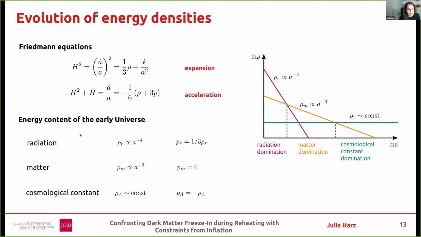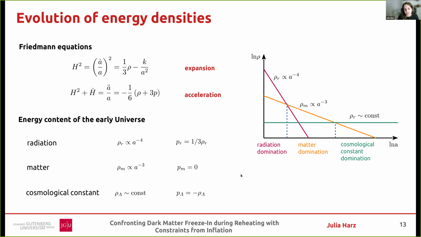And what can we distinguish? We can in principle distinguish three energy contents that we know in the early universe, namely the radiation, matter, and the cosmological constant. And here the energy densities scale differently with respect to the scale factor. So here the radiation goes with a to the minus 4. At some point, the matter domination kicks in, and later on, the cosmological constant kicks in, and also here with respect to the pressure.